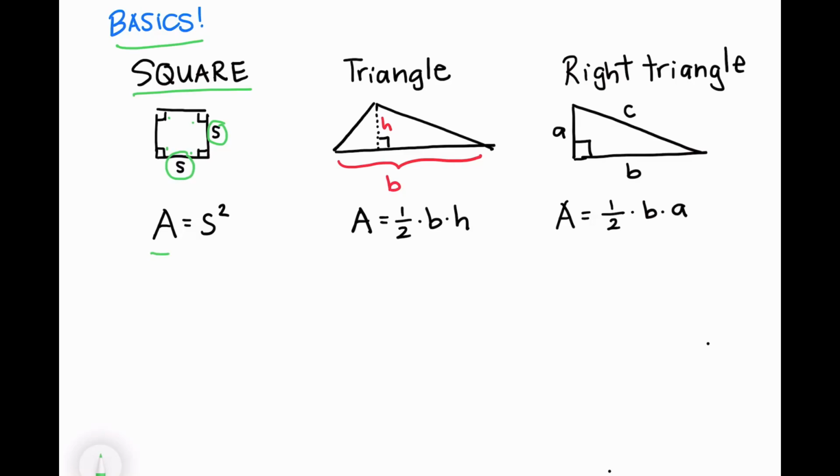So the area enclosed in a square is just s squared, so the length of the side squared. For triangles, remember area is given by 1/2 times the base times the height. For a special triangle, the right triangle, so here's my right angle. In this case, if A and B are the legs of the right triangle and C is the hypotenuse, then the area is just given by 1/2 times the first leg times the second leg.